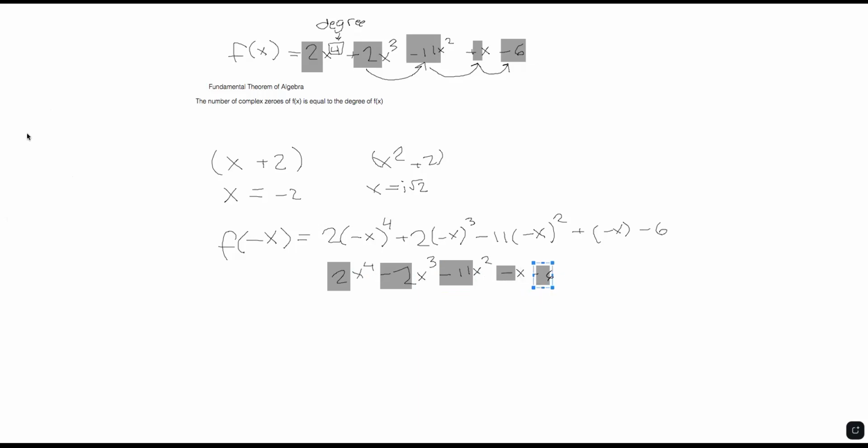So let's count how many times the sign changes. So we go positive to negative, and then negative to negative, so we don't count that. That's not a change. Negative to negative again, that's not a change. And then negative and negative for a third time, that's also not a change. So we only changed the sign one time in this situation. We changed the sign 3 times in this situation. So that's how we know that this can have 1 or 3 positive real zeros. That's what Descartes' law of signs tells us.